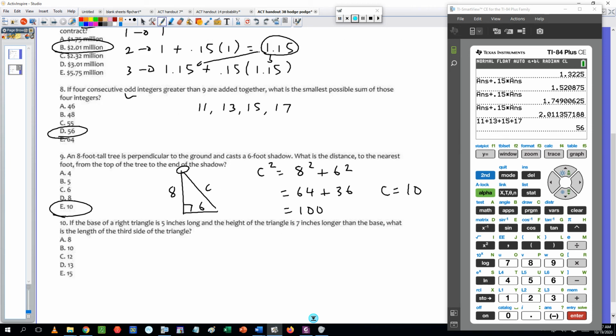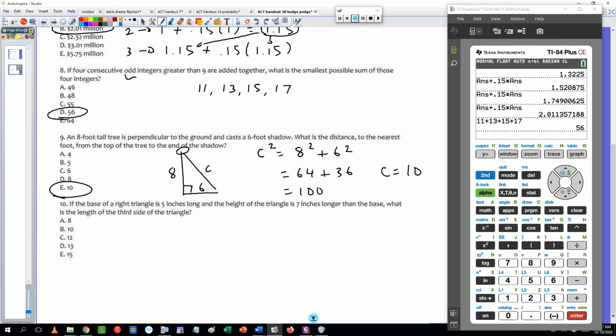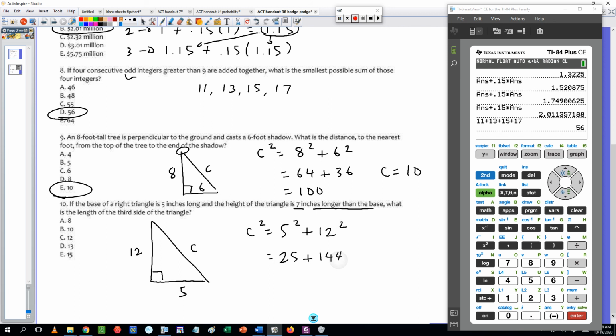If the base of a right triangle is 5 inches long, there's your base, and the height of the triangle is 7 inches longer than the base, which would make that 7 plus 5, which is 12. What is the length of this third side? Your hypotenuse. Pythagorean theorem. C squared is 5 squared plus 12 squared. 25 and 144. 169. C will be the square root of 169. 13.